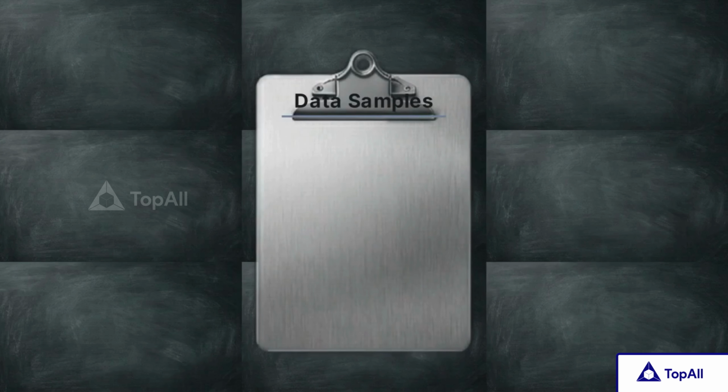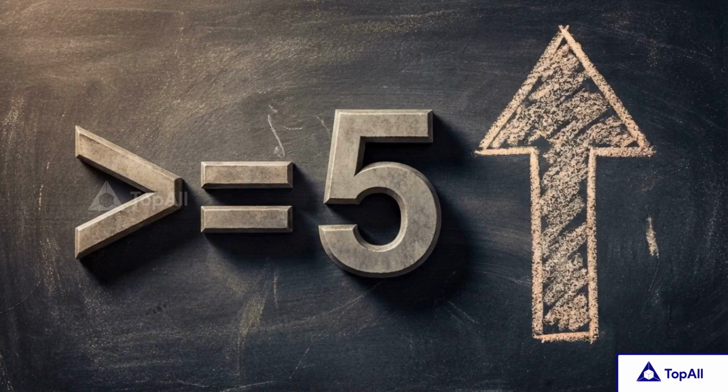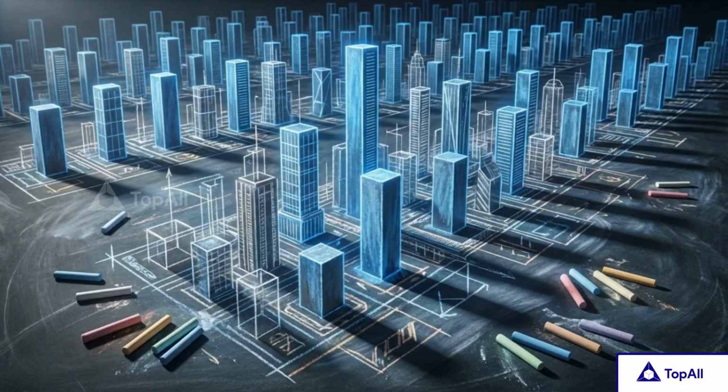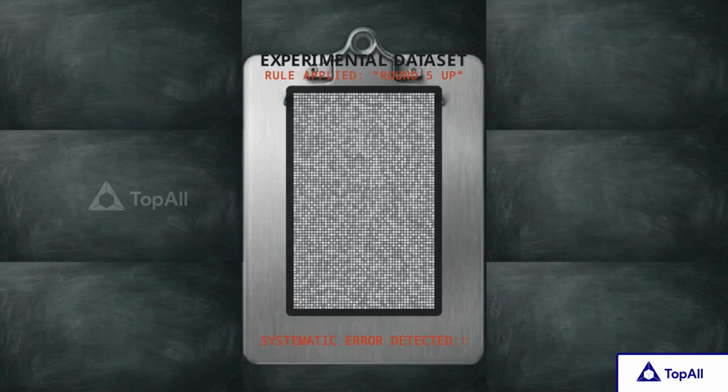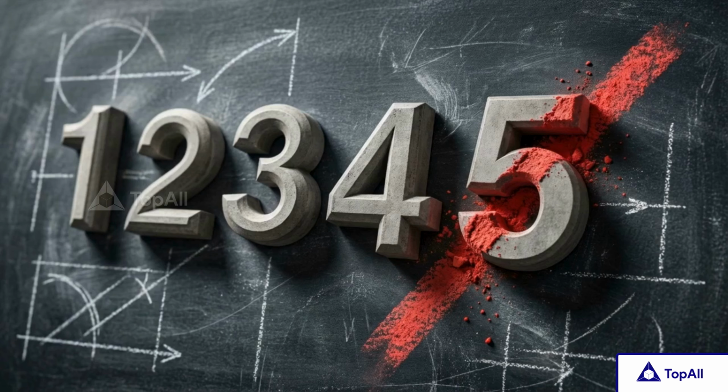We can test this using 4 textbook examples: 2.746, 1.743, 2.745, and 2.735. We need to round each to 3 significant figures. Most arrive in the lab with a primary school rule in mind. If the final digit is 5 or higher, you automatically round up. In the context of a high-volume physics experiment, applying this single rule to every measurement unexpectedly changes the behavior of the entire dataset. To prevent errors, physics employs a strict convention for dropping digits that overrides standard math habits.